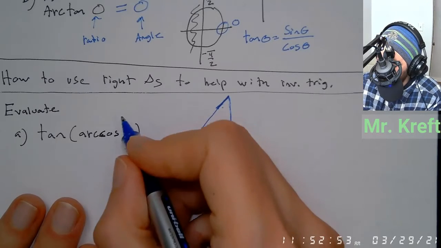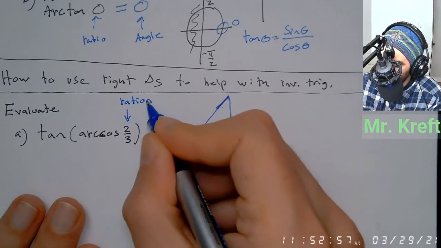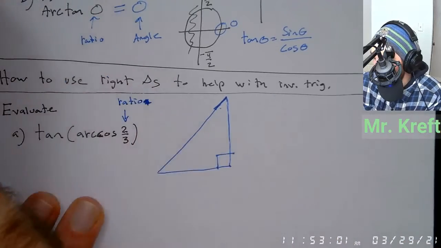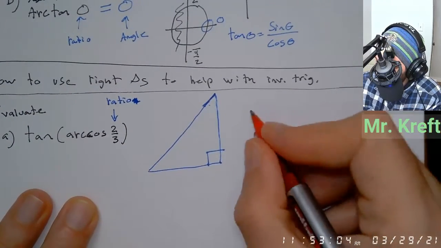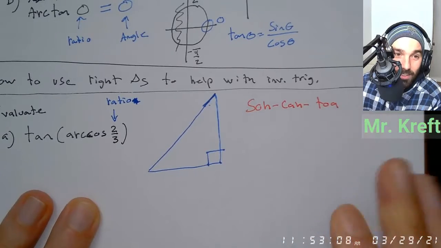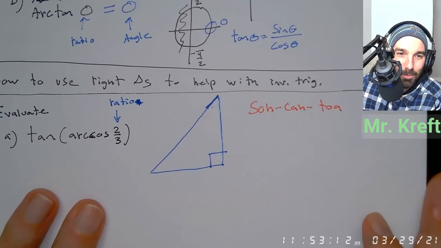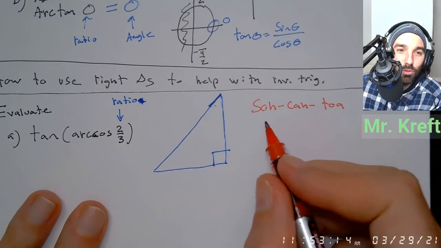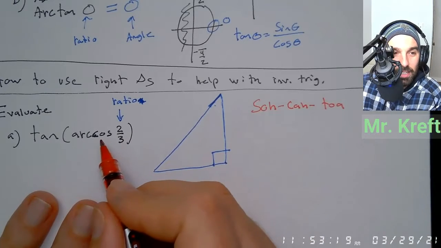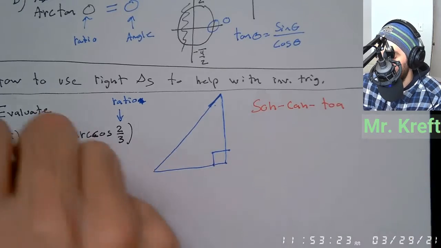So arc cosine. So we have to remember that this is a ratio. This is a ratio. And then you also have to remember SOHCAHTOA. Okay, and it makes me a little uncomfortable to talk about that at school. But SOHCAHTOA. So if I'm looking at cosine, cosine is adjacent over hypotenuse.